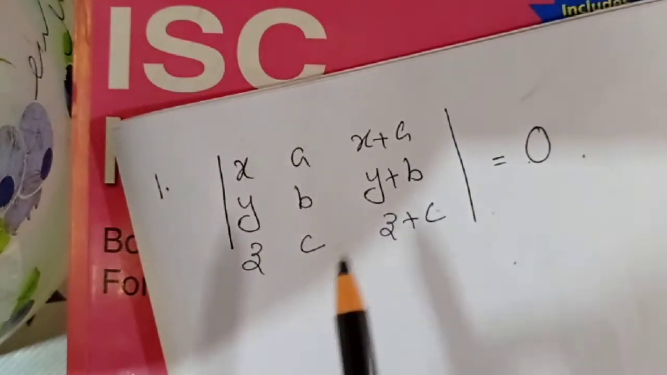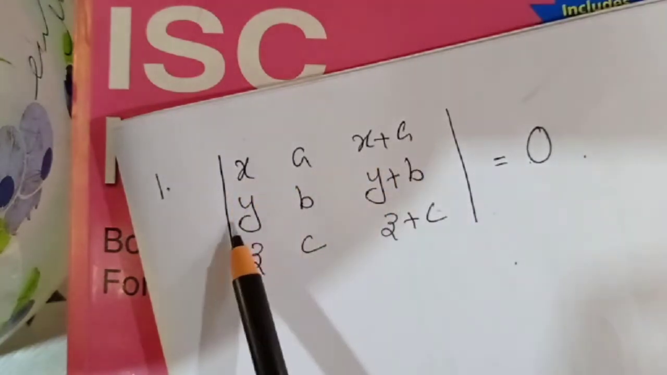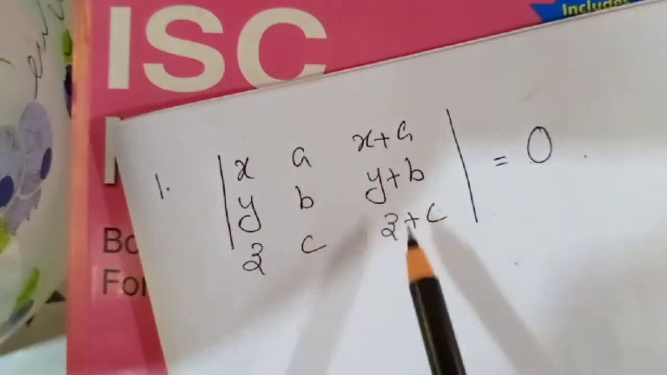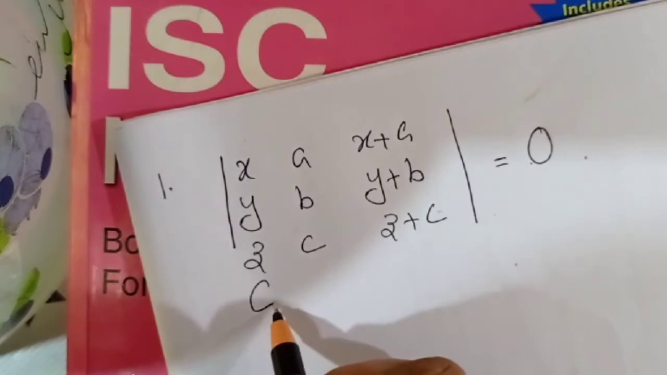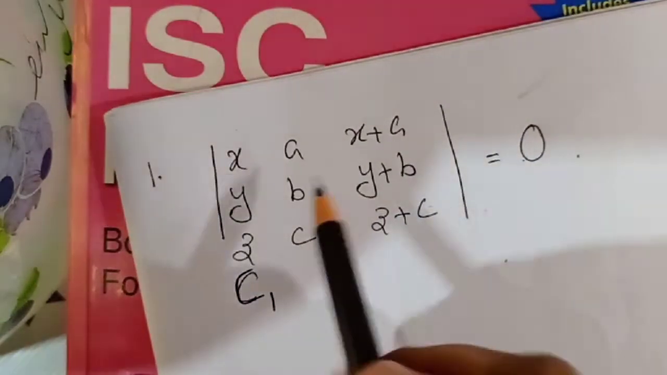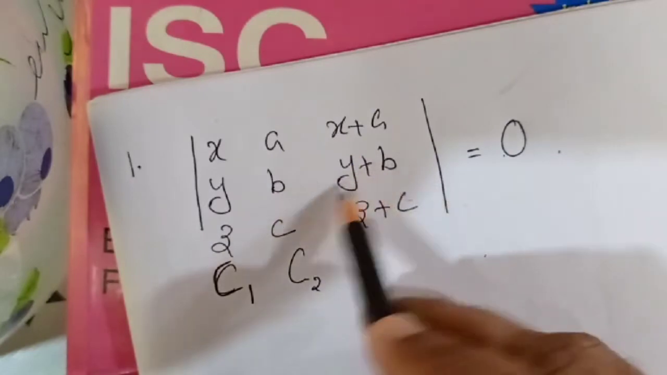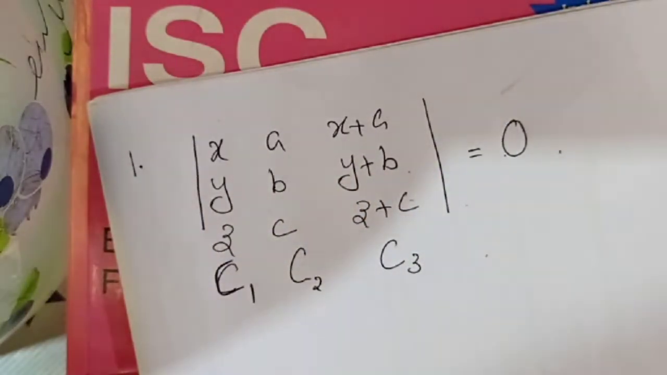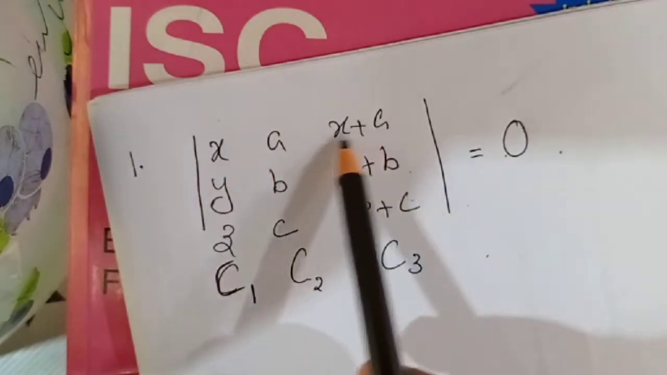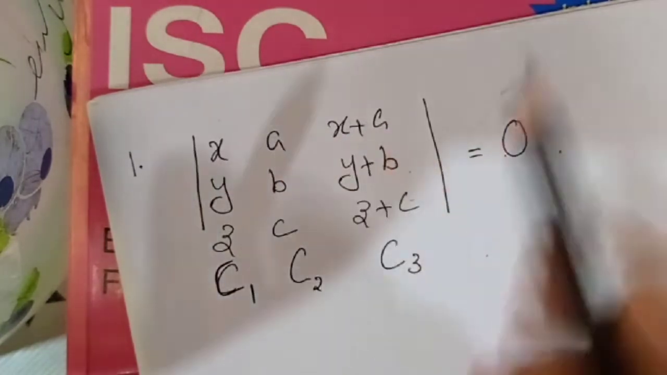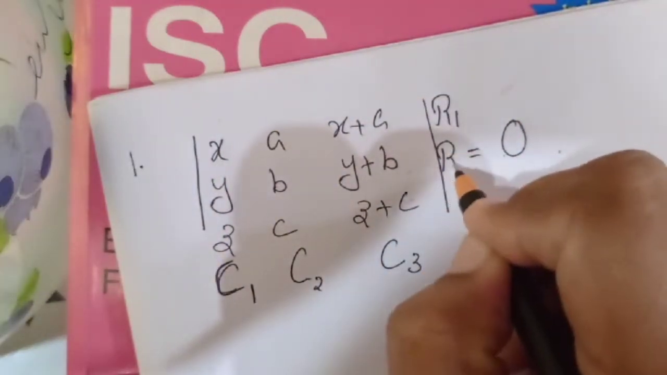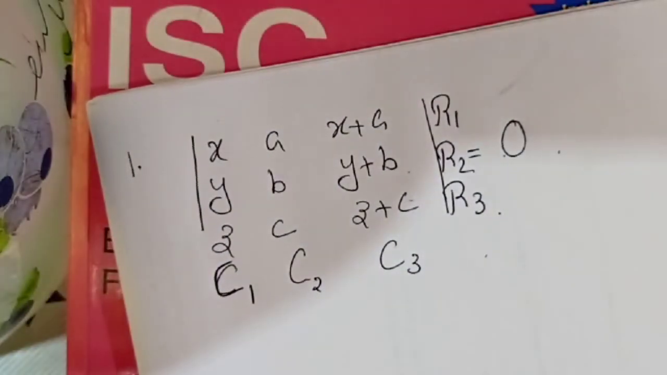All of you look here. In this determinant, how many rows are there? 3 rows. And how many columns? 3 columns. This x, y, z is the first column and we can denote it as C1. And the second, a, b, c, we can write it as C2. And the third one is the sum of 2 terms, we name it as C3. The horizontal lines are known as rows: x plus a is the first row, then second row and third row. This is a 3 by 3 determinant.